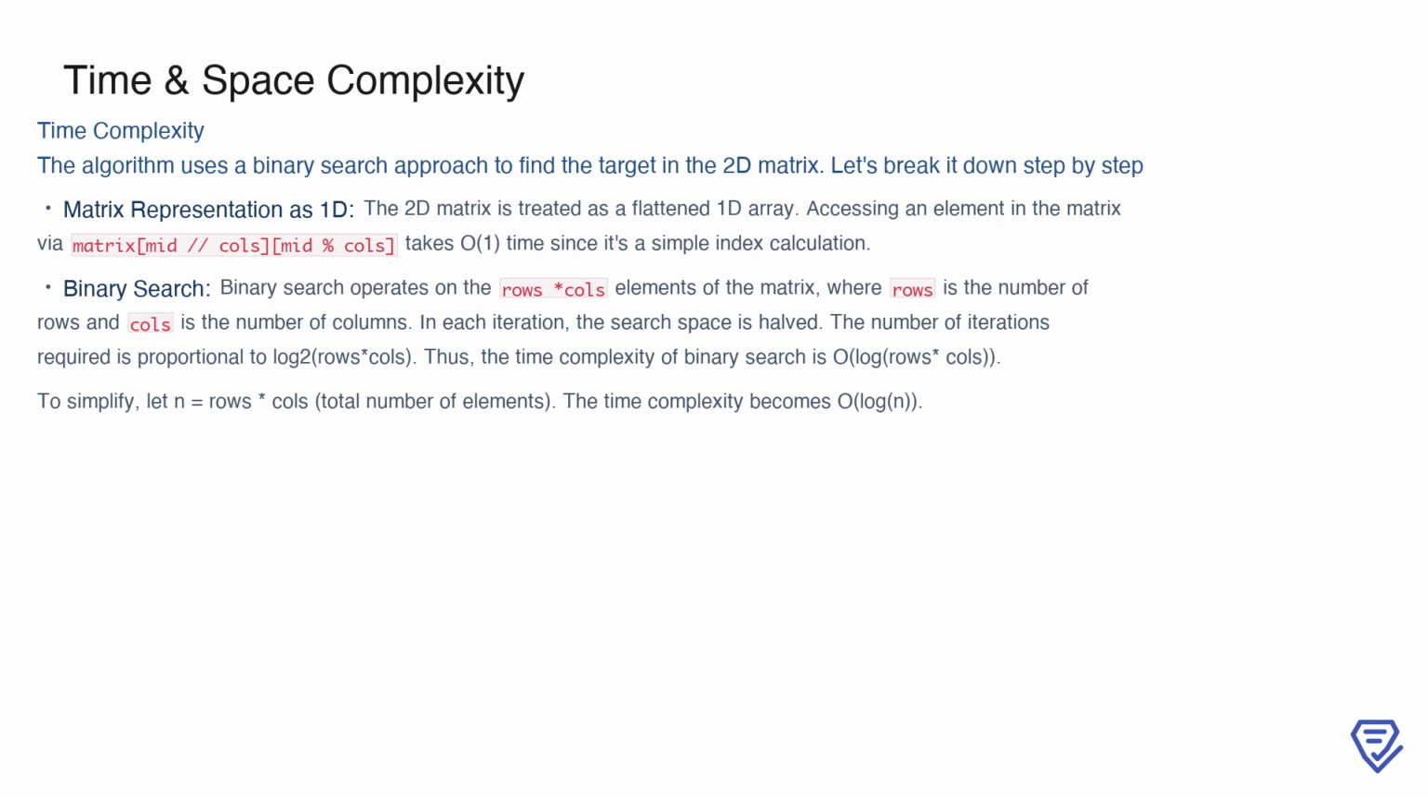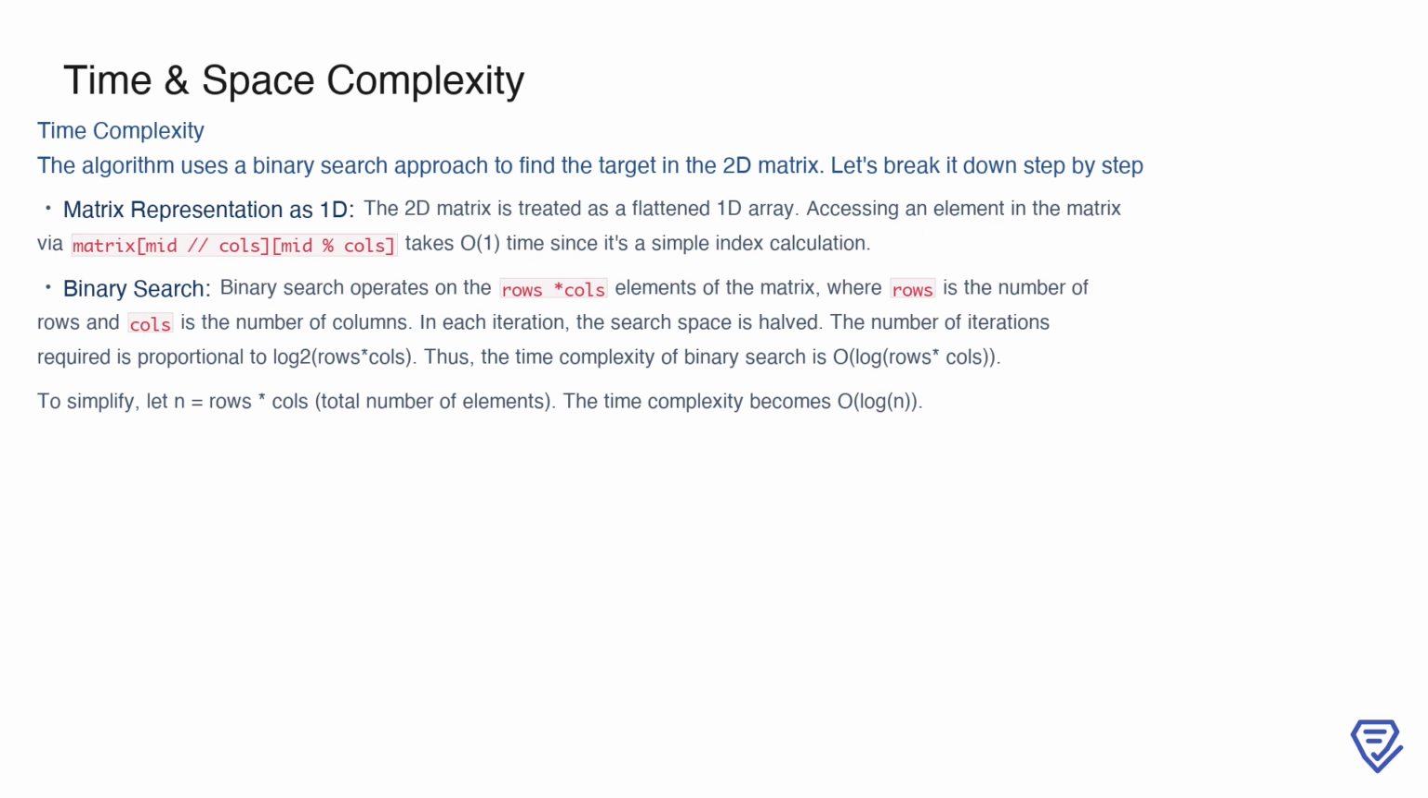To analyze the time complexity of our algorithm, let's start by understanding the binary search approach in the context of a 2D matrix. First, the matrix is conceptually treated as a flattened 1D array. Accessing any element in the matrix using the formula matrix[mid / cols][mid % cols] takes constant time, O(1), because it's a straightforward index calculation.